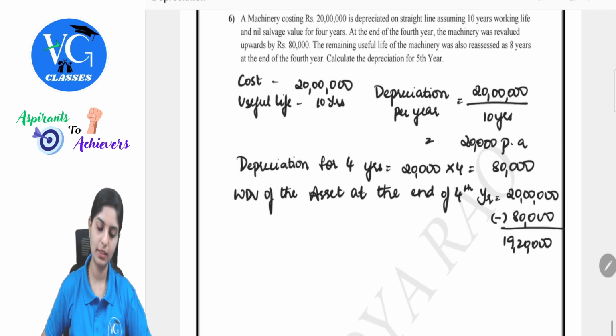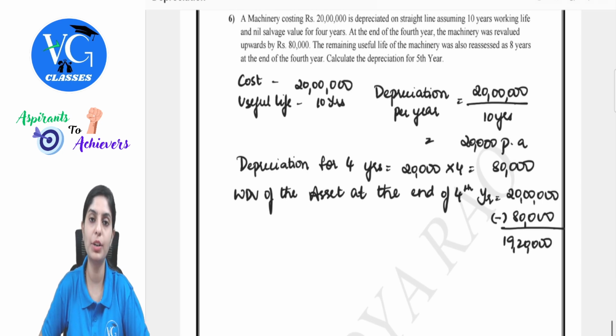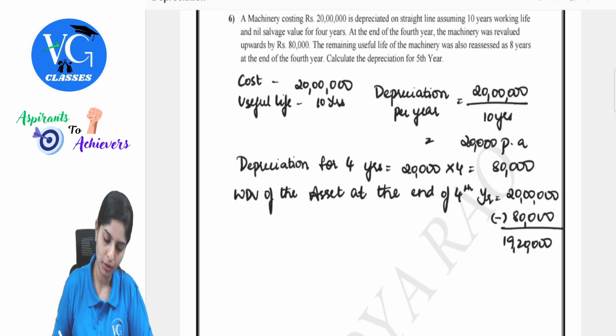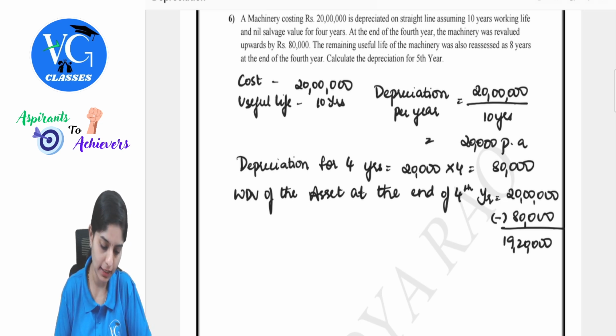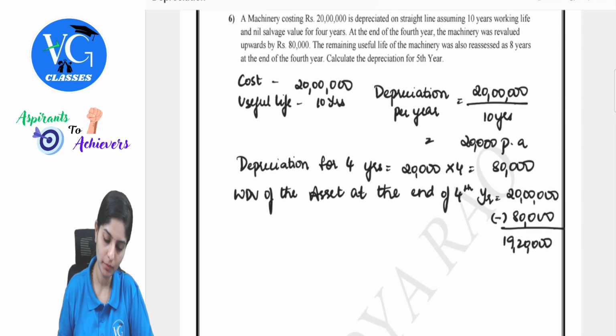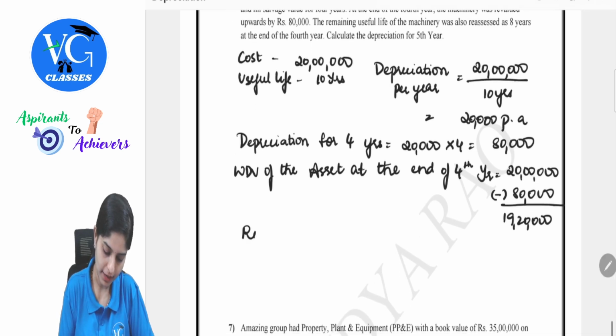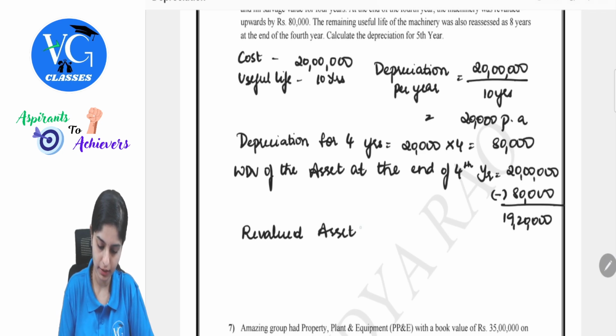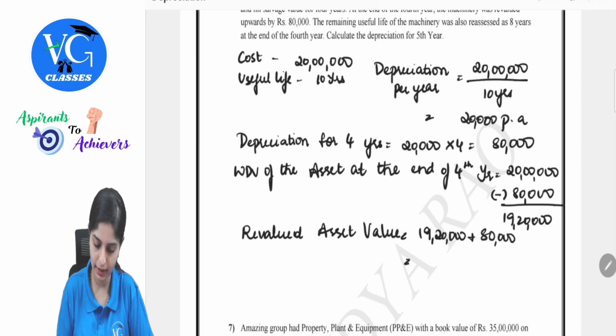Now this was revalued upwards by 80,000. The remaining useful life of the machinery was also reassessed as 8 years at the end of the fourth year. So the revalued asset value will be 19 lakh 20 plus 80,000. This will again incidentally be 20 lakh.